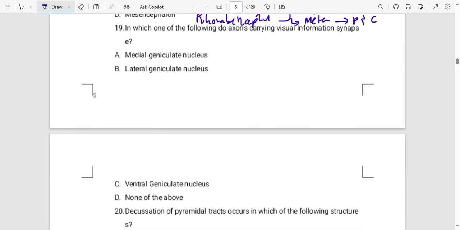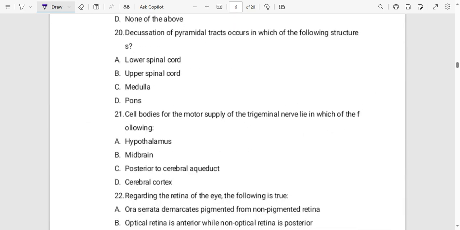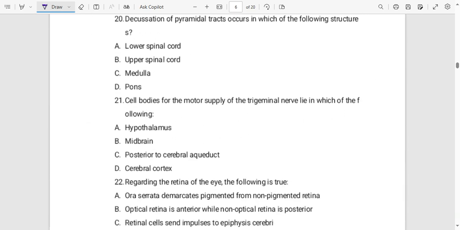Number 19. In which one of the following do axons carrying visual information synapse? Medial geniculate nucleus, lateral geniculate nucleus, ventral geniculate nucleus, none of the above. Thank you so much. LGB. Decussation of pyramidal tracts occurs in which of the following structures? Lower spinal cord, upper spinal cord, medulla, pons. Anyone? Medulla. Thank you so much.